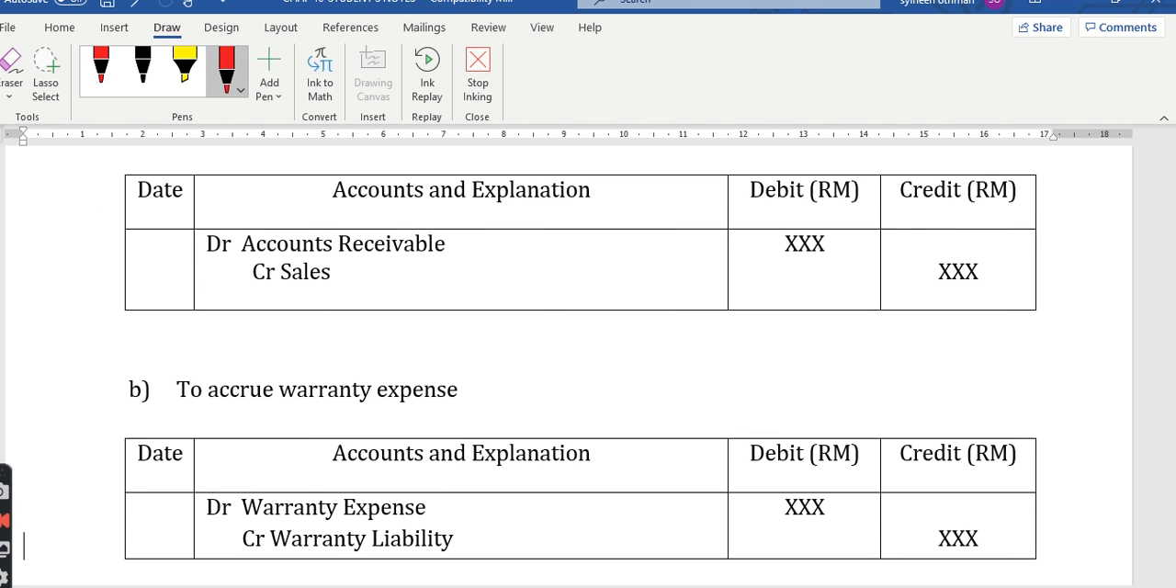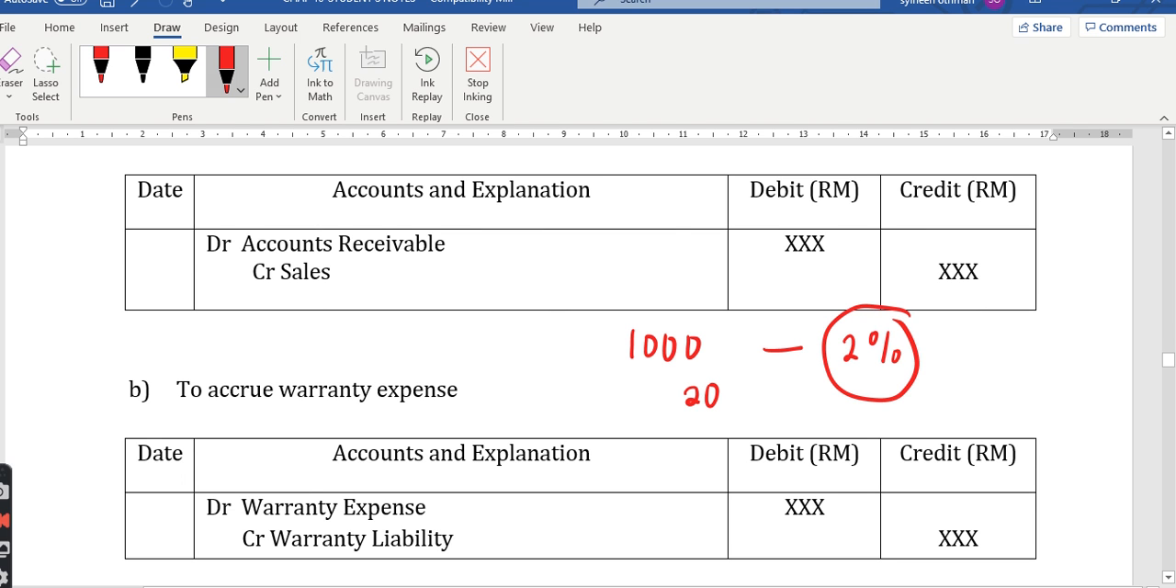Okay, you will debit the warranty expense. Let's say your sales is 1,000 ringgit, and your warranty is estimated to be, of the items that are sold, 2% will be returned by the customer. So this is the estimation amount, 2%. So the amount actually is 20 ringgit.